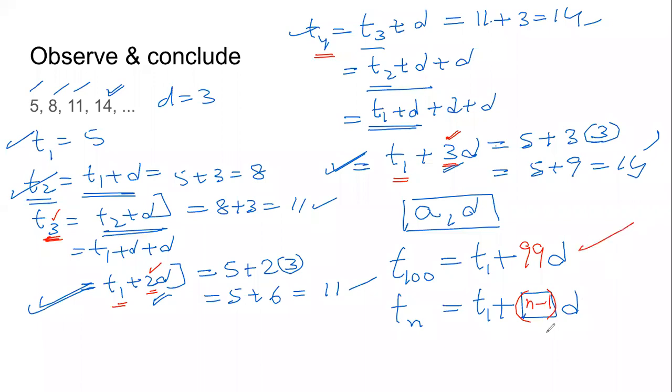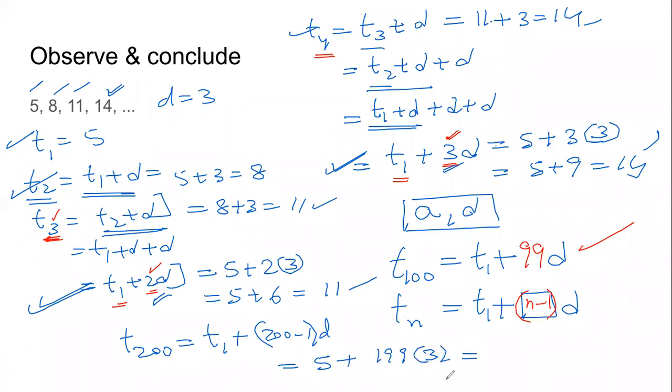Formula. If someone asks you, what is the 200th term? Let us find the answer now. So if we say T200, it will be equal to T1 plus 200 minus 1 into D. T1, we know it is 5. 200 minus 1 is 199. D is 3. Solve and tell what will be the 200th term.